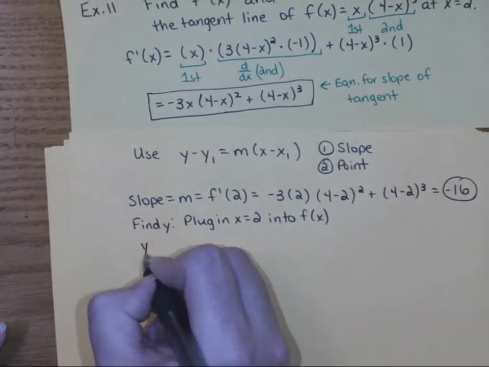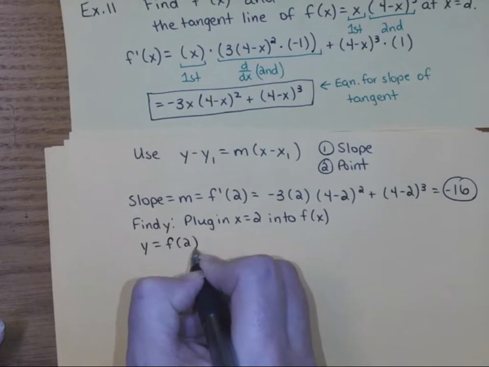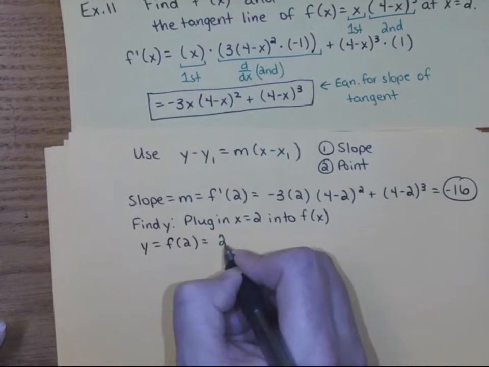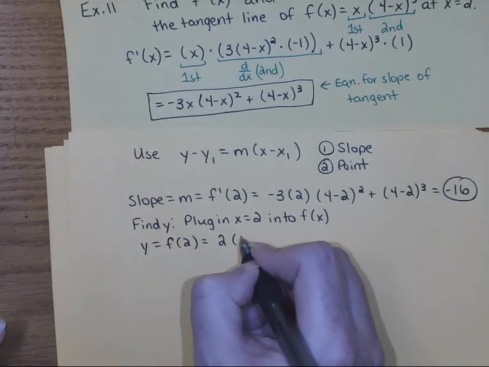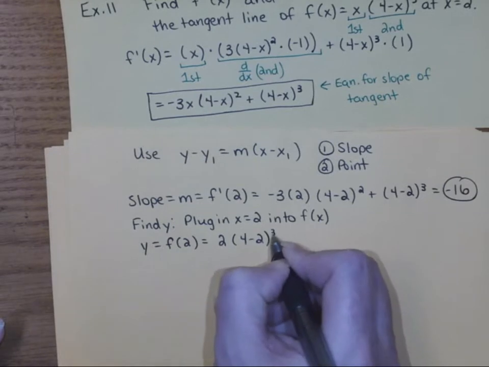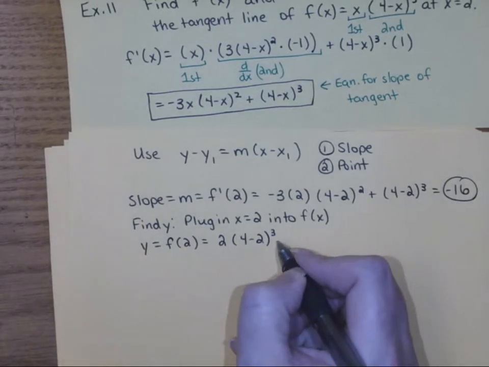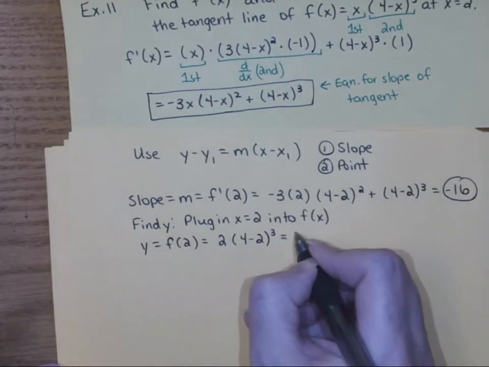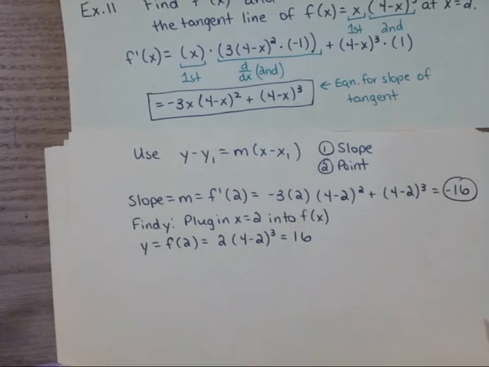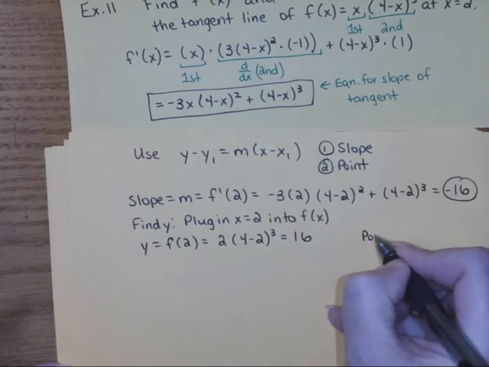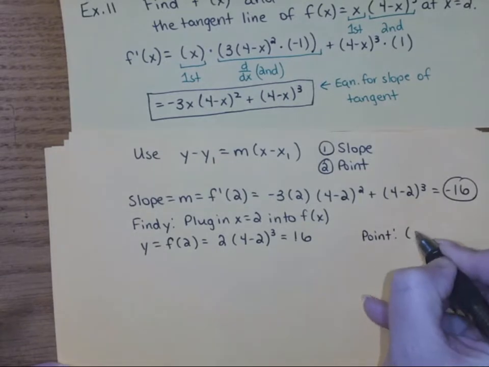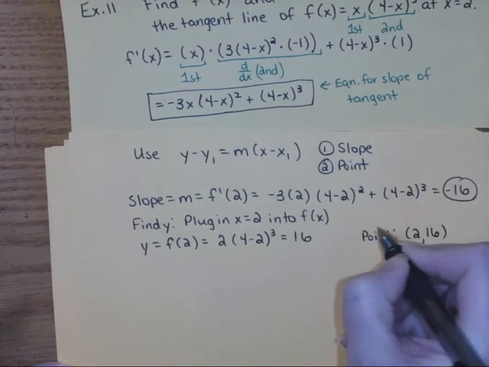Okay, so y is going to be f of 2. We'll just plug it in just like it looks: 2 times parentheses 4 minus 2 cubed. So the y value you'll get is 16. So the point that we need then is (2, 16).